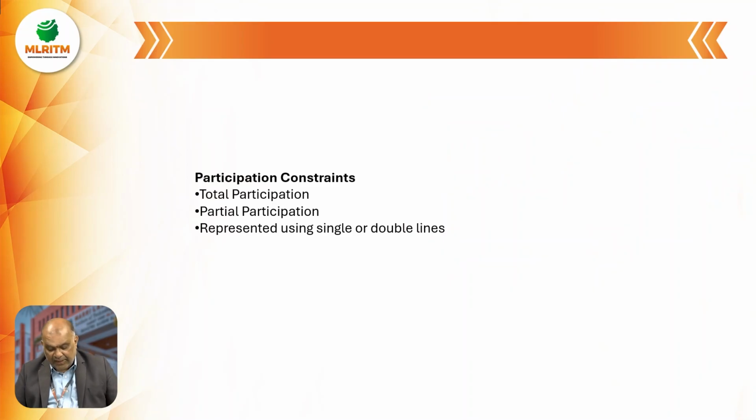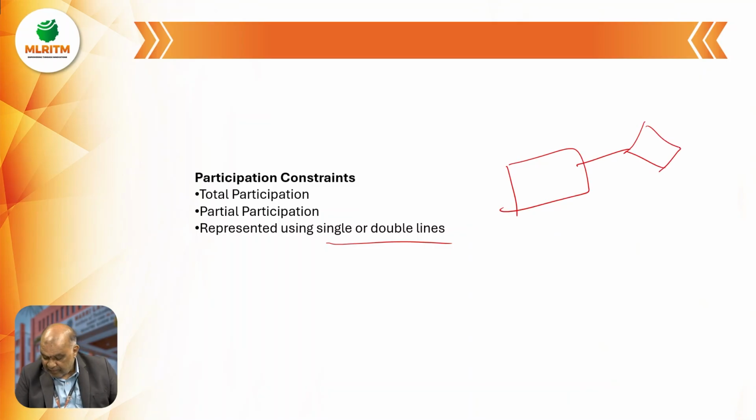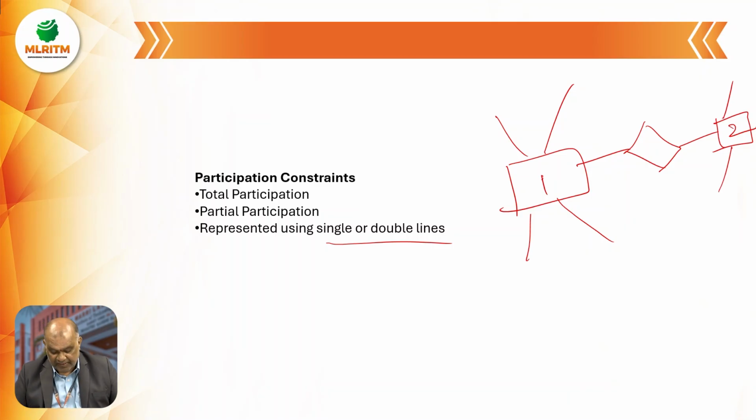So what is meant by participation constraints? This is the most important concept of the ER diagram. Participation constraints are represented with single or double lines. So now you see here, if I say a relation like this, then it is represented with a single line. So the meaning of single line is that all the attributes of entity 1 and all the attributes of entity 2 are having the relationships. So that is called the total participation.